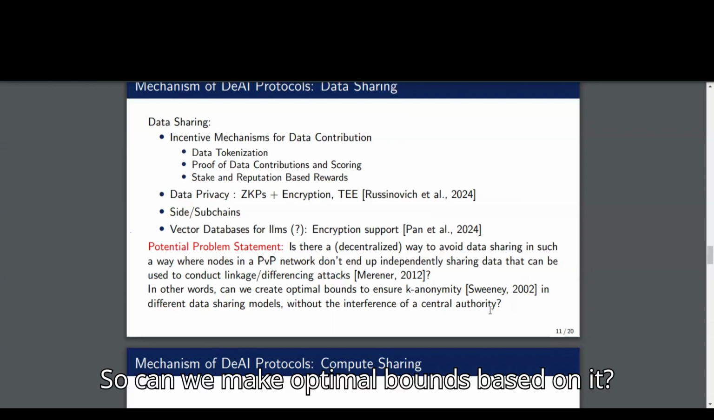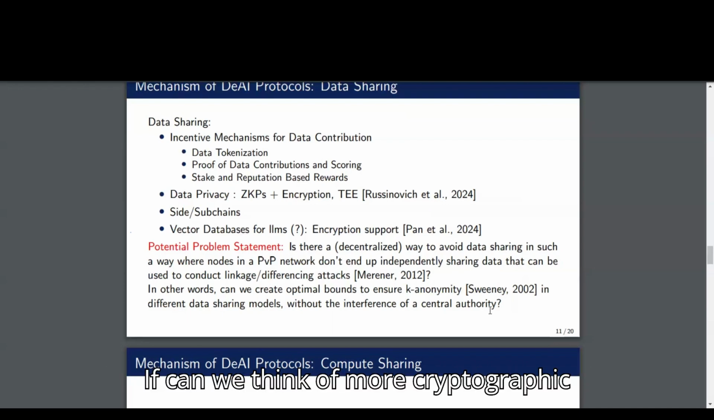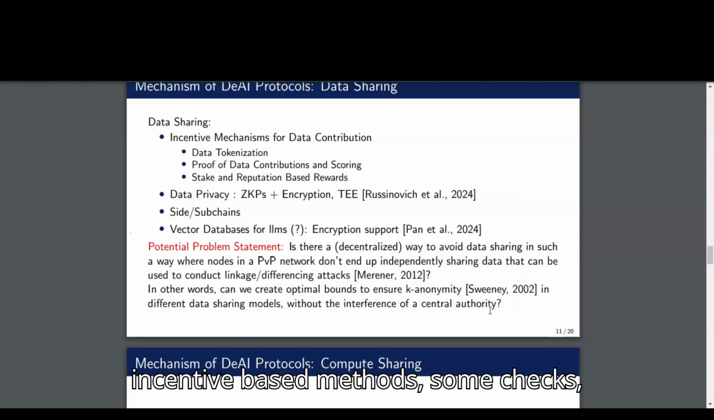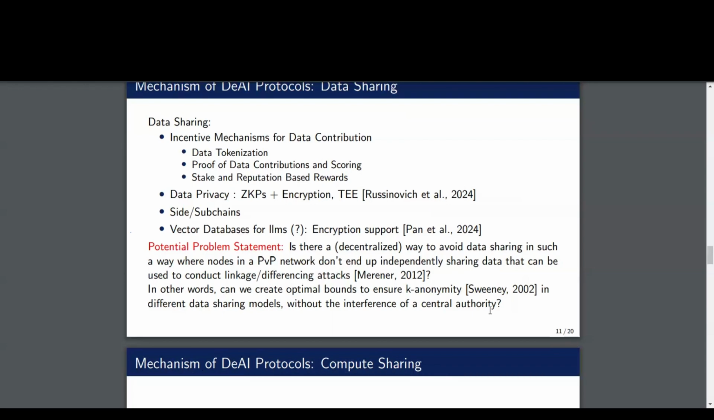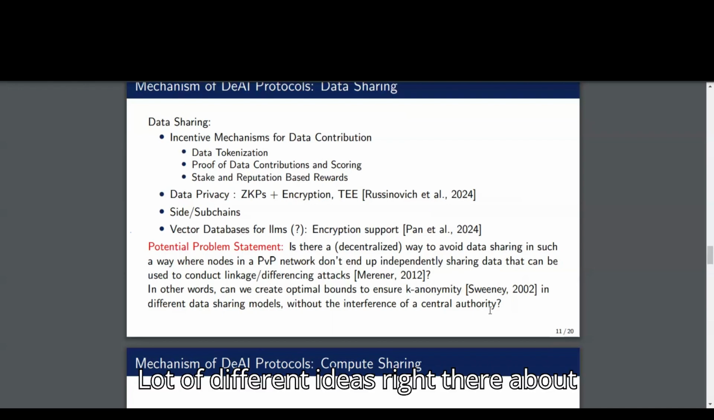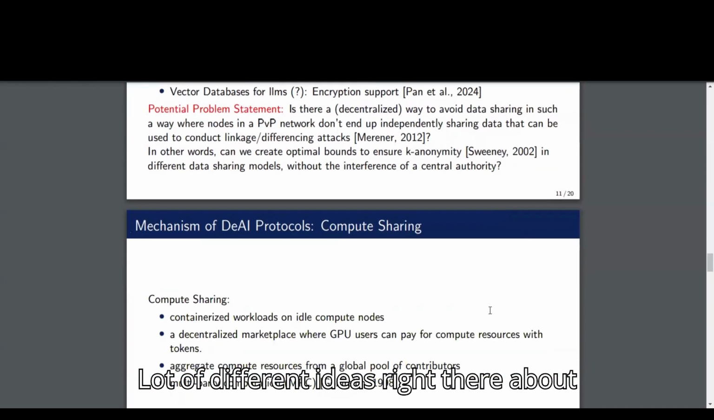So can we make optimal bounds based on it? Can we think of more cryptographic methods of figuring this out, or maybe some incentive-based methods, some checks, right? Some decentralized checks, maybe. Maybe we use EigenLayer in this. A lot of different ideas right there about this.